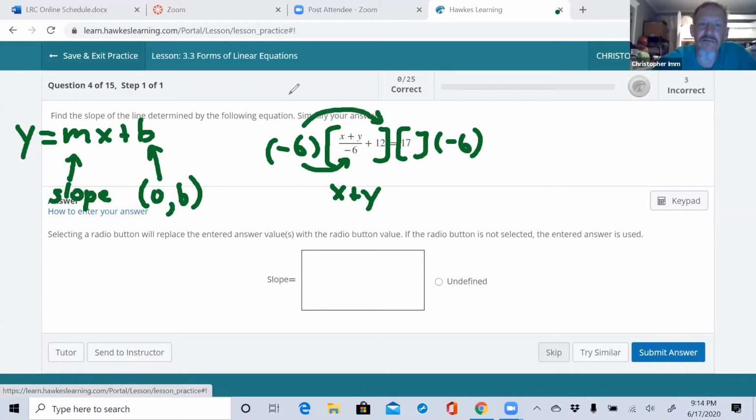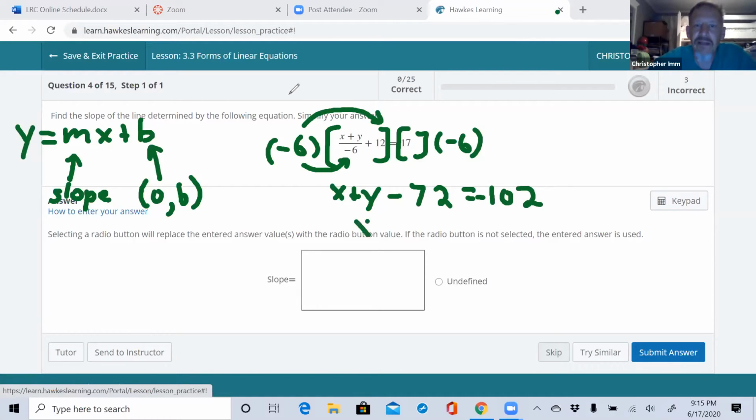-6 times 12, that's going to be -72. And then on the right-hand side, I have -6 times 17. I have to be careful here. 7 times 6 is 42, carry the 4, 6 plus 4. Okay, so -102. All right, I have my fractions cleared, so now I just want to solve for y.